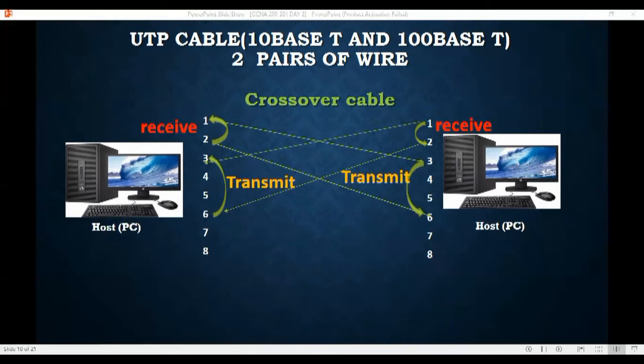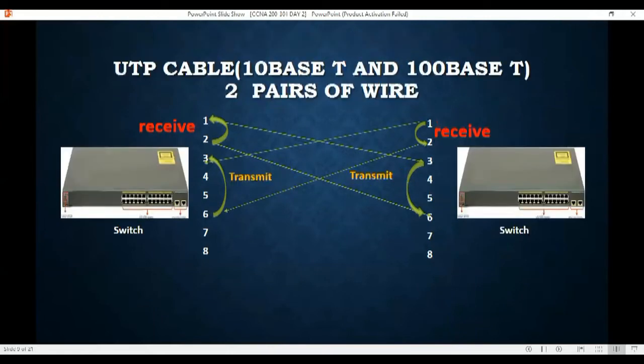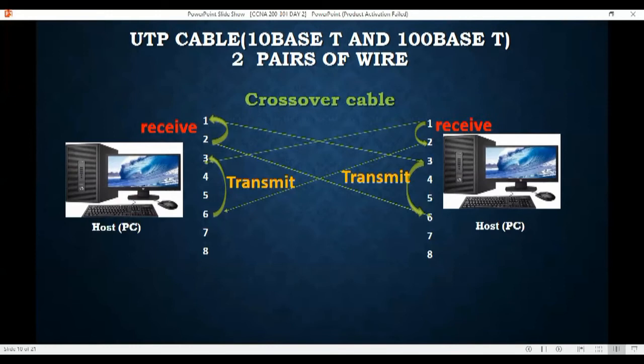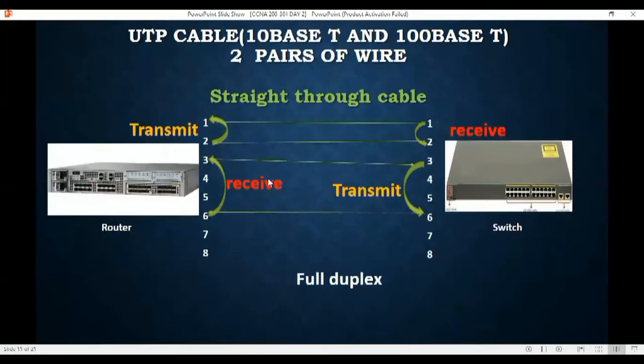But before that, let me explain to you what a crossover cable is. We have two types of UTP cable. We have crossover cable, and we also have straight through cable. Crossover cable. When are you going to use a crossover cable? When devices of the same type want to communicate with each other, you use crossover cable. For example, look at this host and this host. Because this host transmits at pin 1 and 2 and receives at pin 3 and 6. Sorry. Okay, let me take another example.